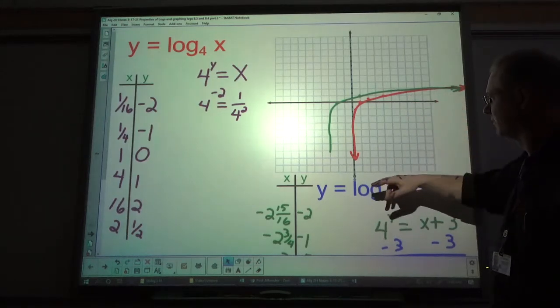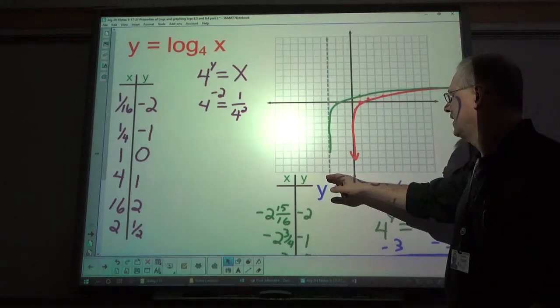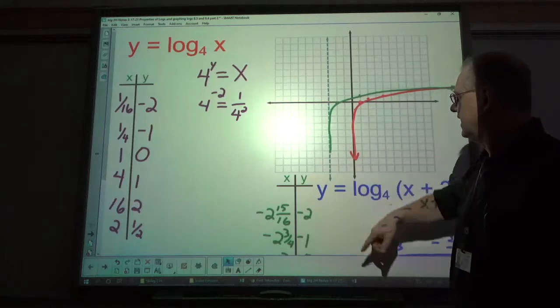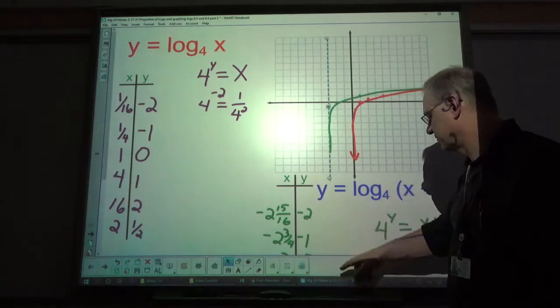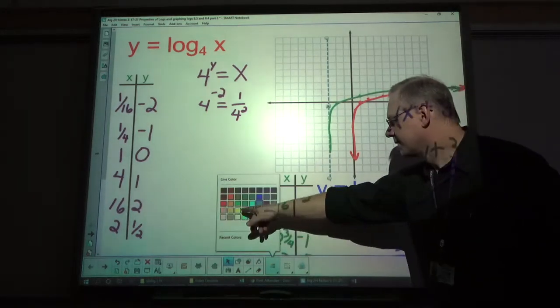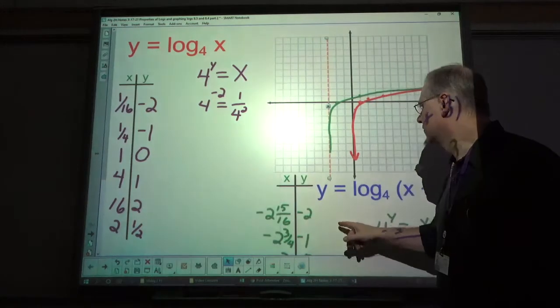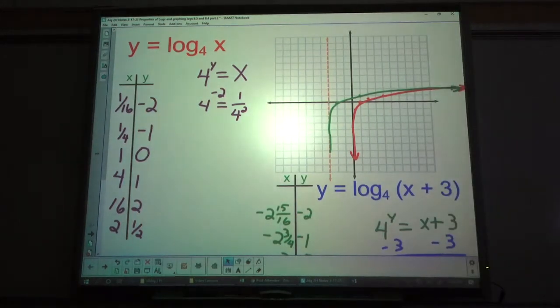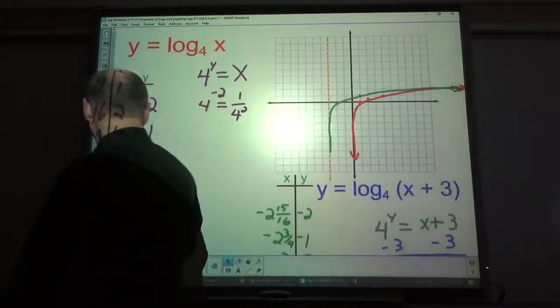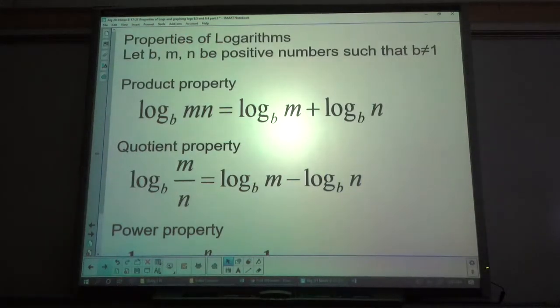I'm a little off. And my asymptote is at, let me change the color of that, it's hard to see that. There we go. My asymptote is at x equals negative 3. It's not going to cross negative 3 towards the left. All right, let's continue. That's enough graphing.